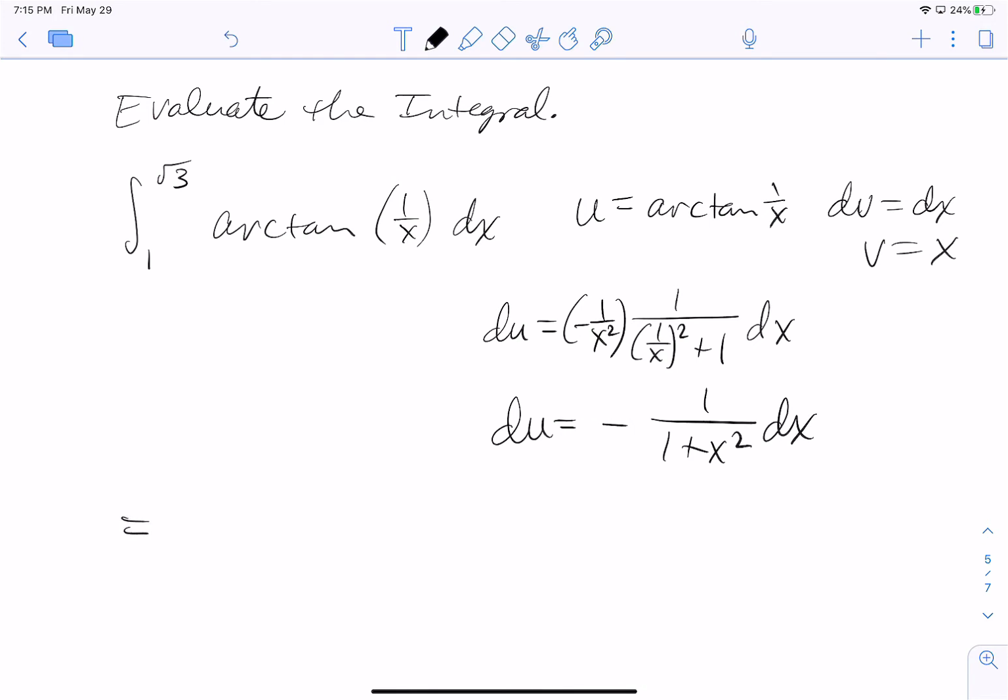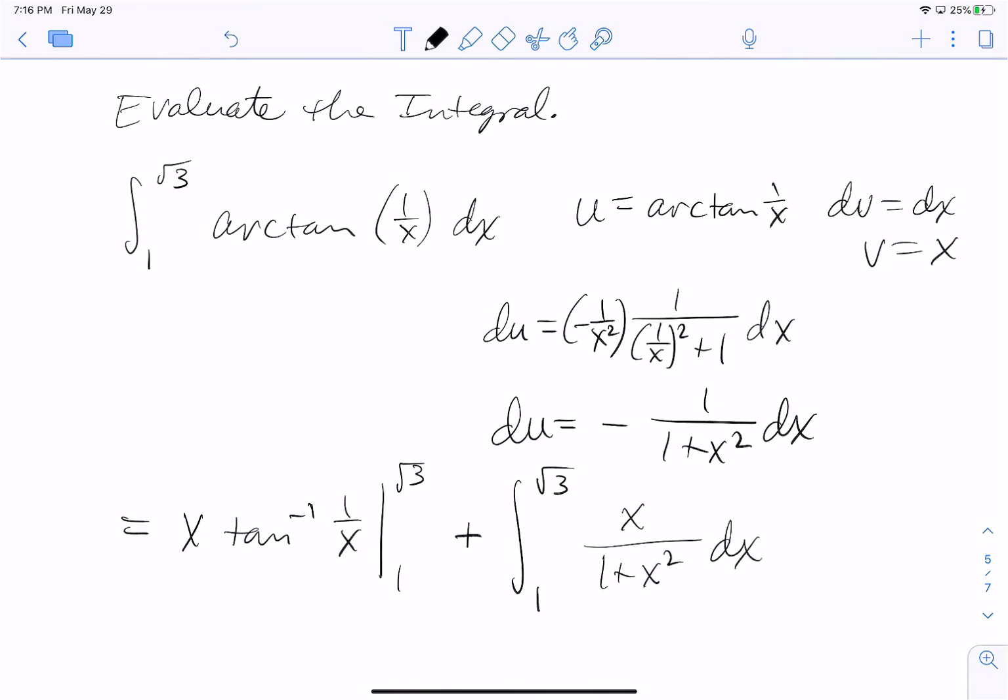Our original integral using the integration by parts formula then becomes uv, so x times the inverse tangent of 1 over x. We're going to write down that that's going to be evaluated from 1 to the square root of 3, minus the integral of v du, but du has a minus sign, so that becomes a plus. The integral from 1 to the square root of 3, and then v du is going to become x divided by 1 plus x squared dx.